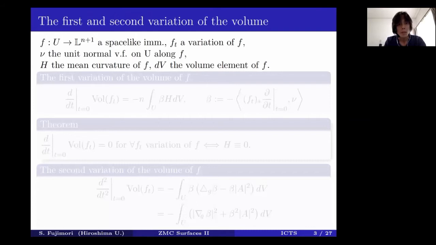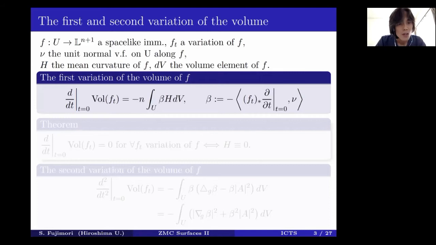Now I'm going to go to the first and second variation of the volume. Let F be a space-like immersion from U into L^{n+1}, and F_t a variation of F. I omit the definition of variation of F, but it is exactly the same as in yesterday's talk. Let nu be the unit normal vector field on U, H the mean curvature of F, and dV the volume element of F. Then we have the first variation formula as follows. The sign here is different from yesterday's talk, but only this sign is different. Everything else is the same.